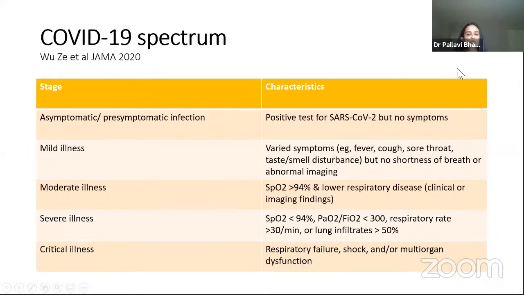So it is important to remember how to define mild and moderate, because when you look at the EUA approval for the monoclonal antibodies, it is limited to mild and moderate illness.